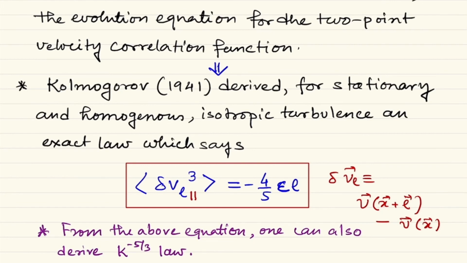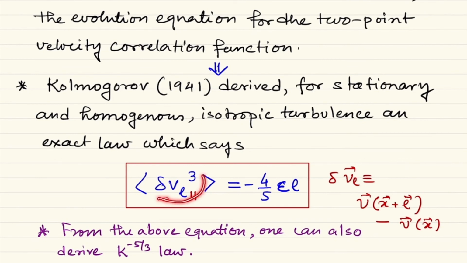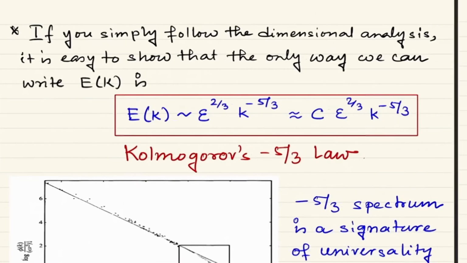You plot this against the modulus of the L vector, which is L, and you will see that the slope will be minus 4 by 5 times epsilon. So from here you are actually also calculating epsilon. And if you see what this is, this delta V L cube is roughly the turbulent velocity cube, V L cube, divided by L, which is of the order of epsilon. So that's exactly what we found here.